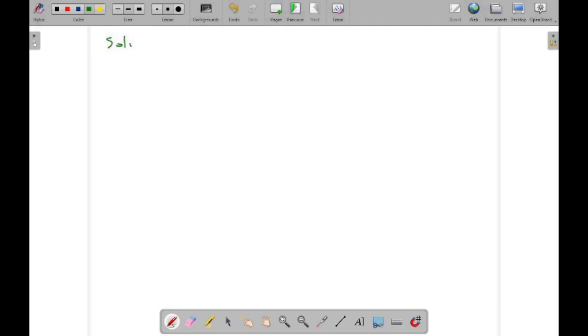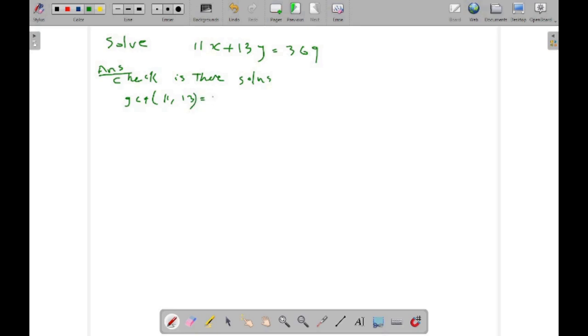Solve 11x plus 13y is equal to 369. First we have to check if there are solutions. The GCD of A is 11 and B is 13 is equal to 1. 1 divides 369. This is true. So there exist solutions.